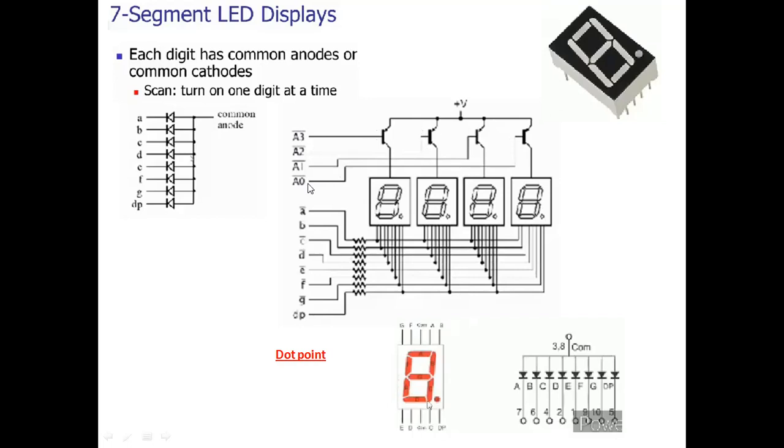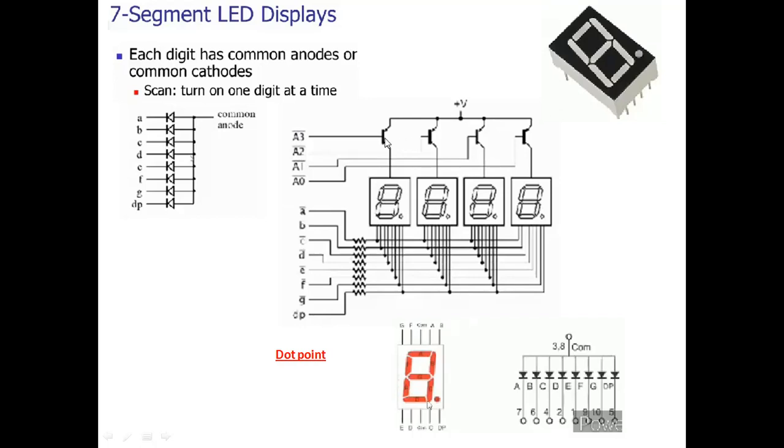So we have A0 bar to A3 bar, A0 bar, A1 bar, A2 bar, A3 bar, used to activate the particular LEDs. As we can see, all these 7 segment LEDs have been connected to each other. If all these A0 to A3 bar are made active low, as you can see here, so these A0 to A3 are active low signals, and if A0 to A3 bar are all made low, then all the LEDs will be on.